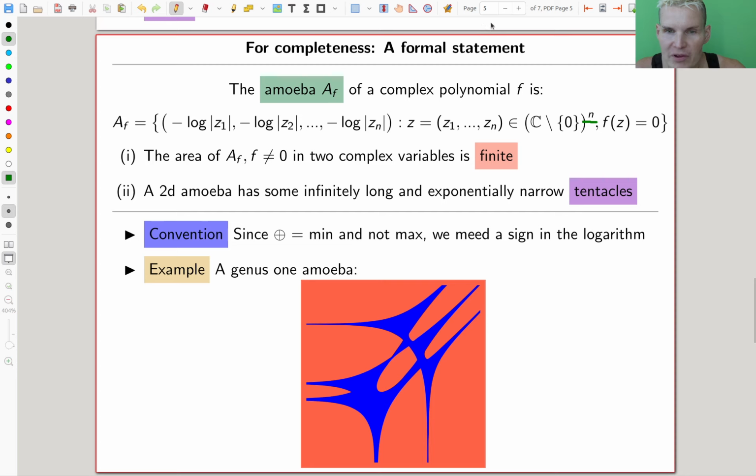We only do it in 2 because I can plot it. In 1 variable, it's a bit too boring. It's just a finite number of points. That's not all that exciting. Okay, and here's how it goes.